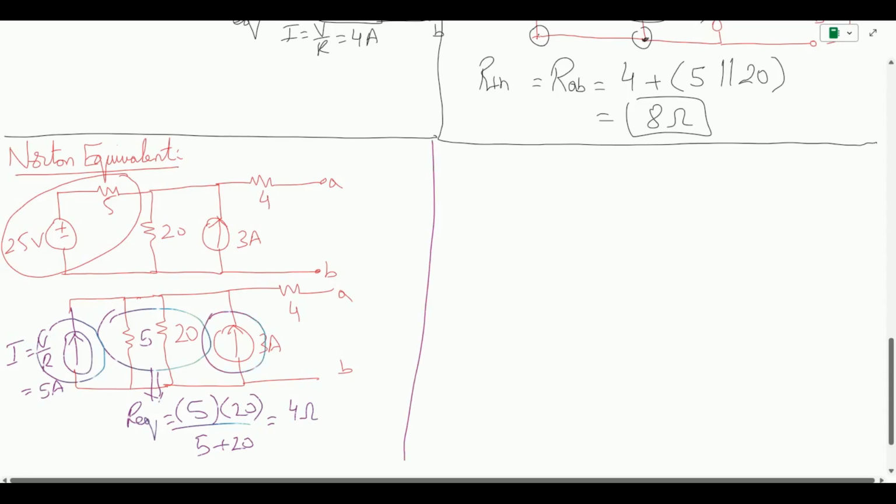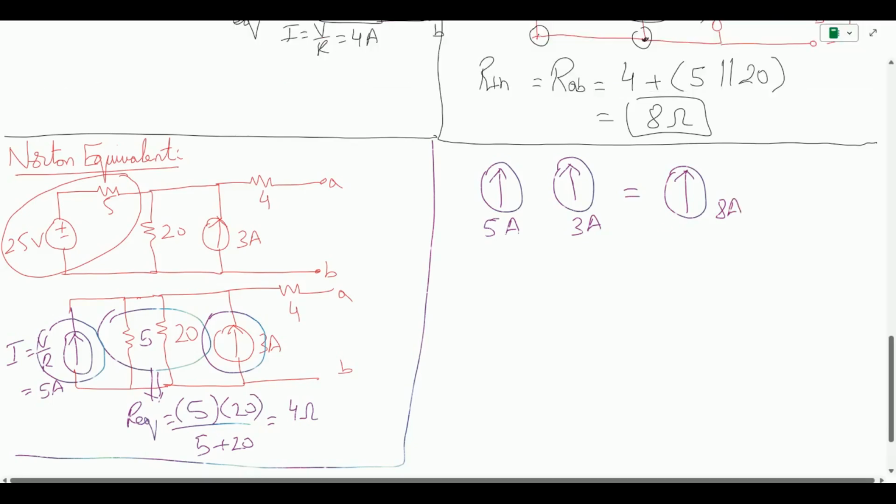So we know by the sources rule that if we have two currents parallel to each other in the same direction, as it was 5 amps and 3 amps, we can combine them into a single current source of 8 amps. So the new circuit after these two simplifications comes out to be an 8 amps current source followed by 4 ohm equivalent resistance, and then you have the 4 ohm with the terminals A and B. So this is what we get.